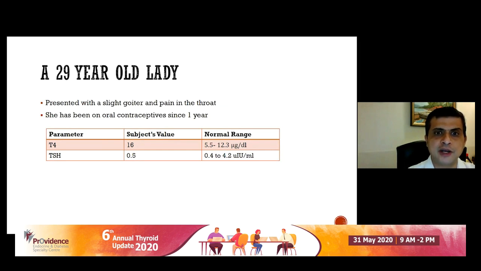So the painful thyroiditis has actually suppressed the TSH. But why is the T4 high? Is it thyrotoxicosis? It may not be thyrotoxicosis. The high T4 is a high total T4. That high total T4 occurred because of oral contraceptives, which increase the thyroxine binding globulin, which binds to T4 and increases the total T4. So in this case, the high total T4 is because of the lady being on oral contraceptives, and the low TSH was because of thyroiditis.